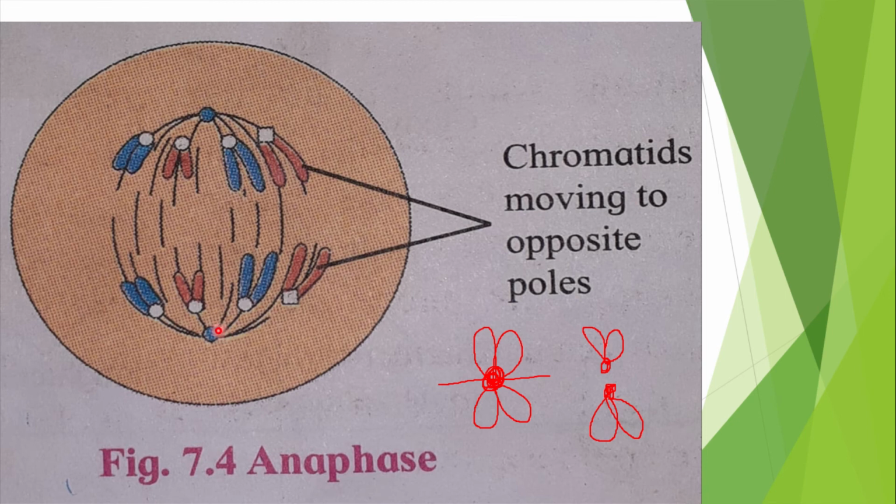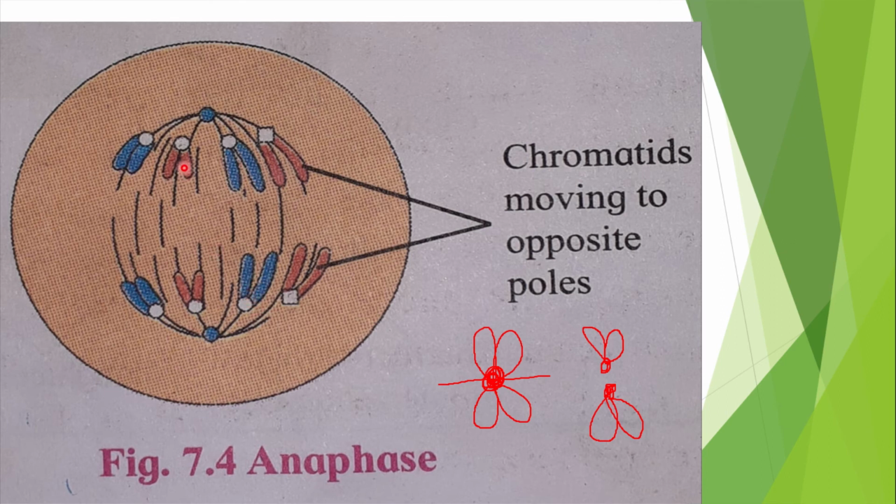Again, I am repeating what is happening over here. In anaphase, the centromere of each and every chromosome divides, which results in the formation of daughter chromosomes. There are 46 chromosomes, and from these 46 chromosomes, 92 daughter chromosomes are formed. Out of these 92 chromosomes, because of the continuous contraction of the chromosomal fibers, 46 daughter chromosomes are pulled towards one pole and 46 are pulled towards the opposite pole.